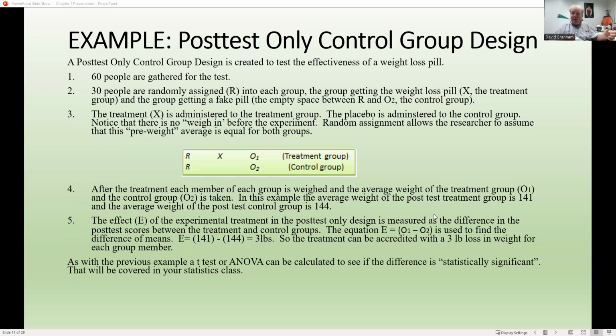As with the previous example, you can use a t-test or ANOVA to find out if it's statistically significant. We'll go over that a little bit later in part 2, as I said. But that is the design. Both designs are very viable and have a lot of internal validity. You can attribute causation because, one, you can manipulate the treatment group, and two, because you have random assignment to the groups.